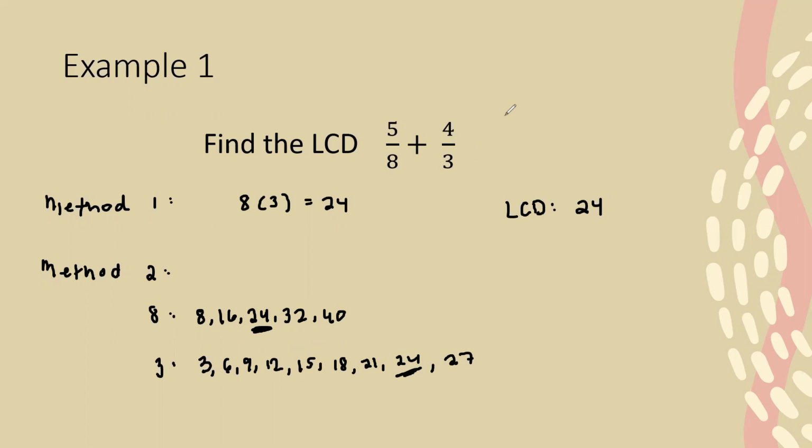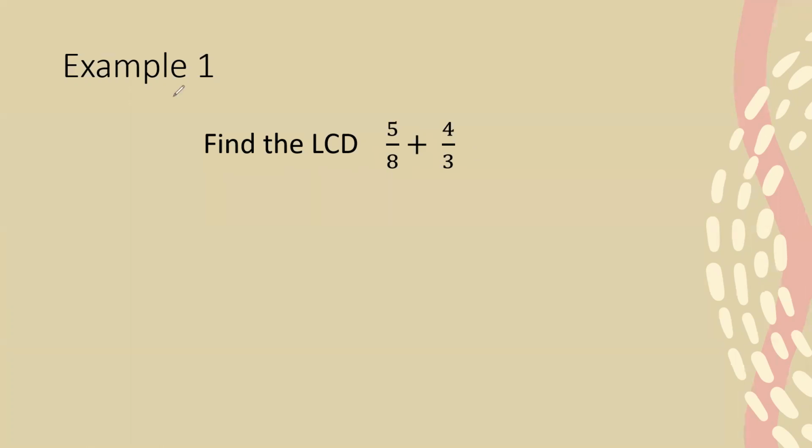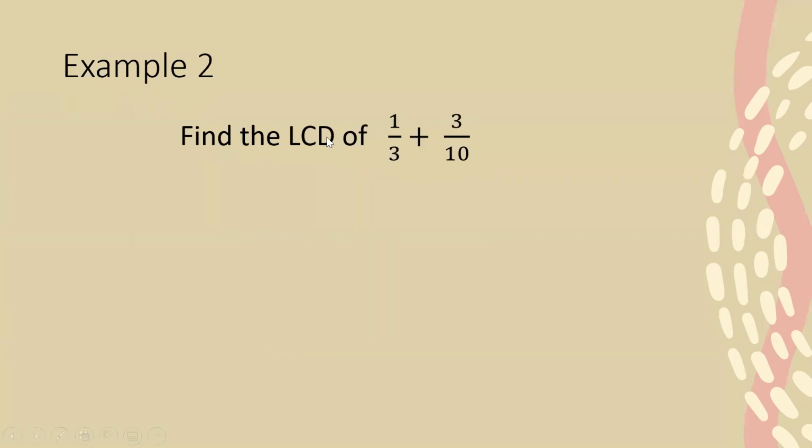Okay, and let's continue to the next example of finding the lowest common denominator. So here we have 1/3 plus 3/10. If we wanted to find the LCD here using method 1, we would multiply 3 times 10, which are our denominators here, and it would be 30. So that would be our LCD using method 1.